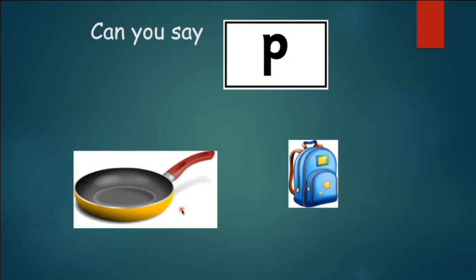This picture is a pen. Now, I'm going to say the sound for the word pen. Listen up carefully. The word pen has p, a, n. Again, the word pen has the following sounds. P, a, n. Pen. Do you hear the p sound in it? Yes, the word pen has a p sound.